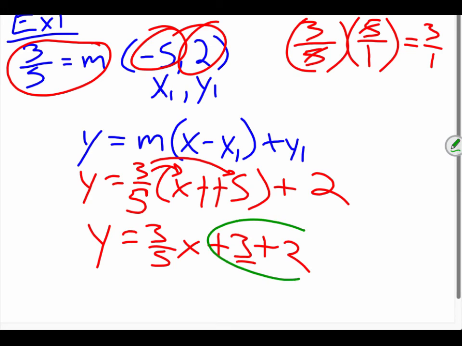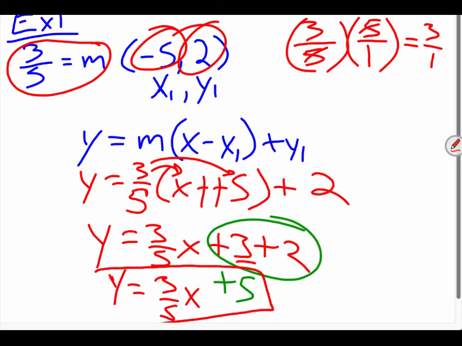Combine like terms, I've got 3 plus 2, which is 5. So my final equation is y is equal to 3/5 times x plus 5. Does that make sense?